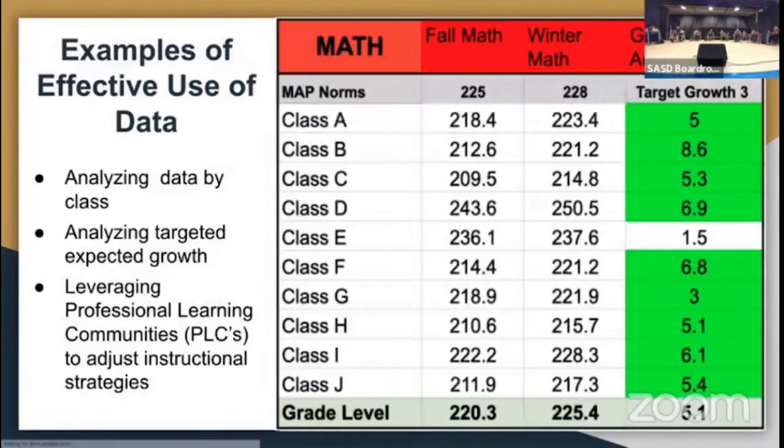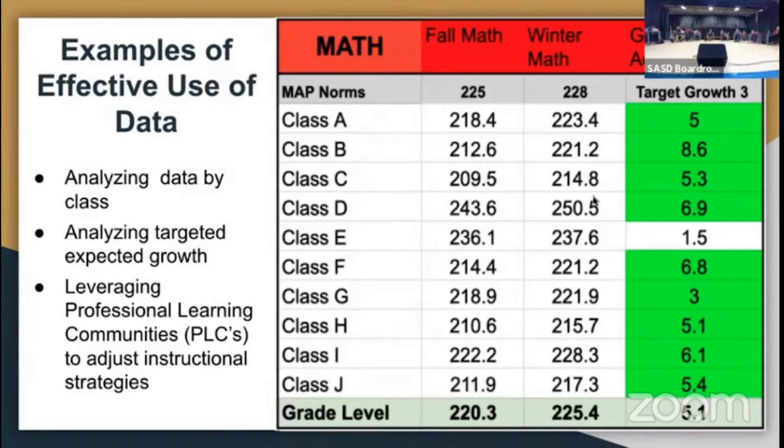And I think one thing to look at, Mr. Gonke, if you could go back a slide. Okay, yeah, so Ms. Brueggeman, if you could just elaborate on this. We're looking at our fall math and our winter math. You look at the MAP norms, there's a 3-point difference, correct? Correct. So you're stating that 9 out of 10 of our classes met or exceeded that 3-point move, correct?